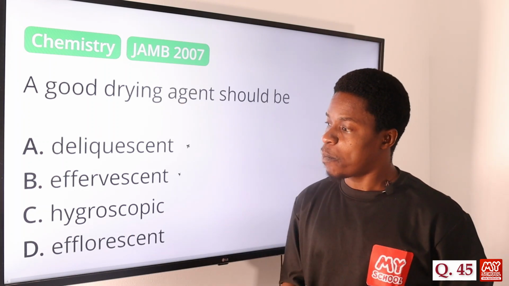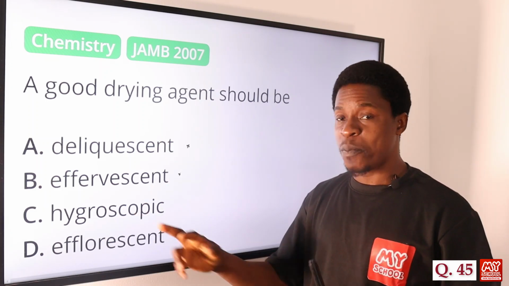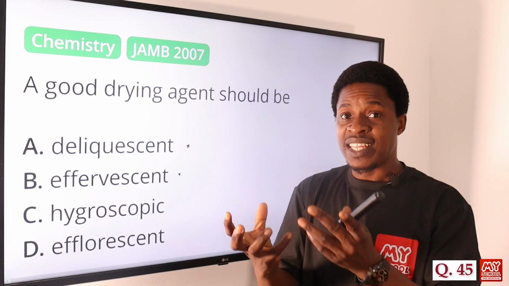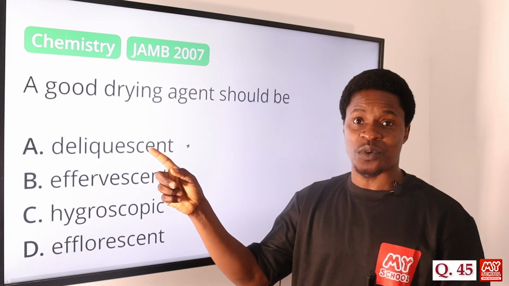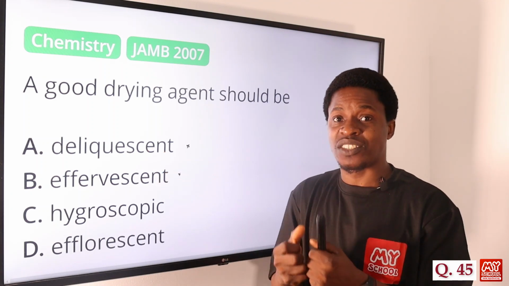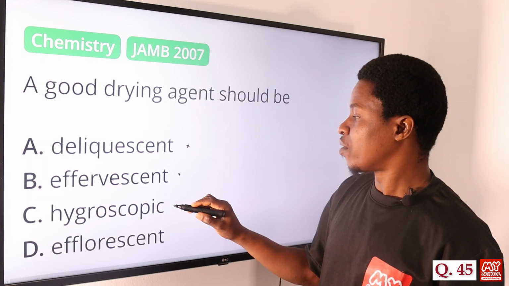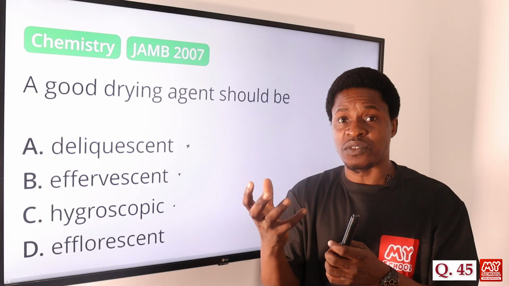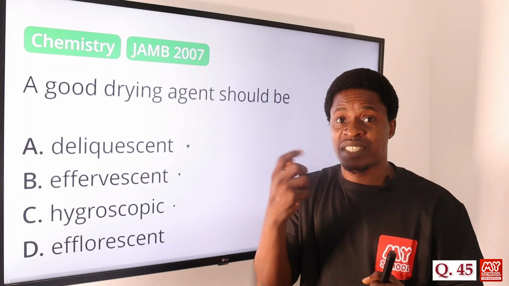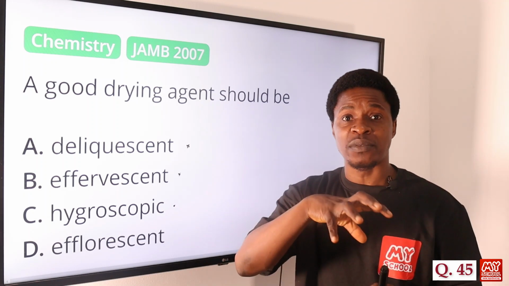Hygroscopic, yeah, hygroscopic looks like this too, but the difference is that when you expose hygroscopic substances, they absorb moisture content, but they don't turn into solution like this one, and they keep that substance dry. So this is a good drying agent, okay. It should be hygroscopic, because once you bring any substance to them, they do what? They absorb moisture.